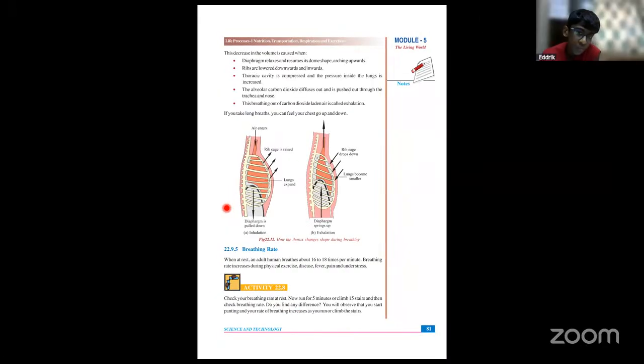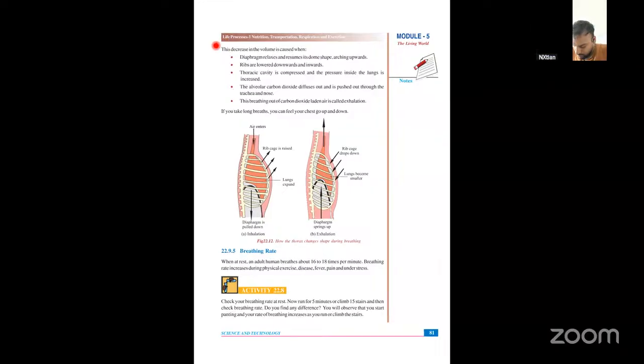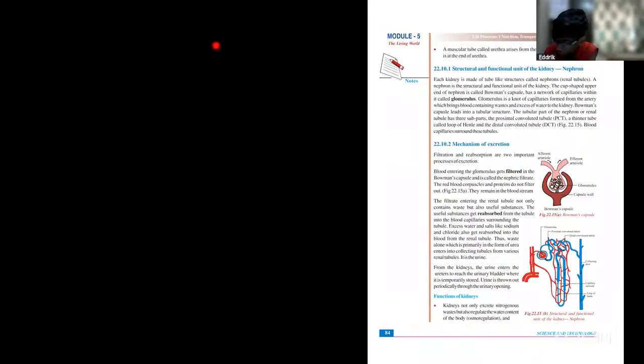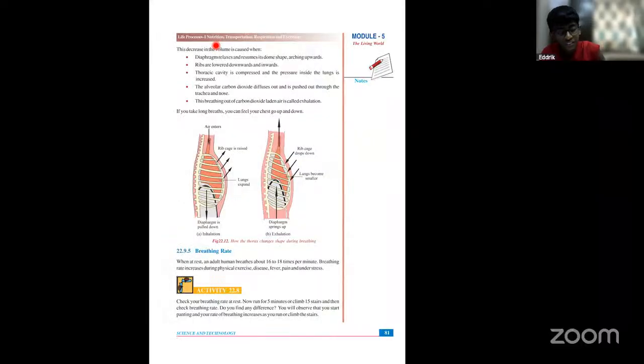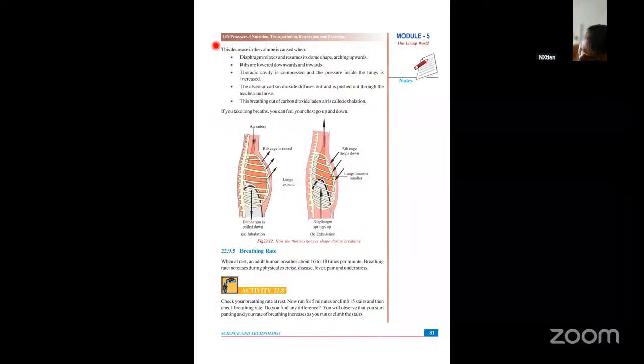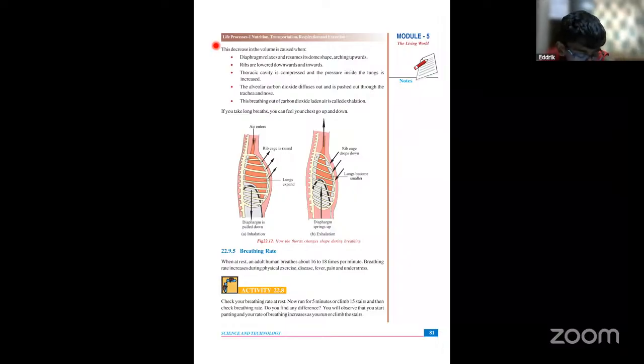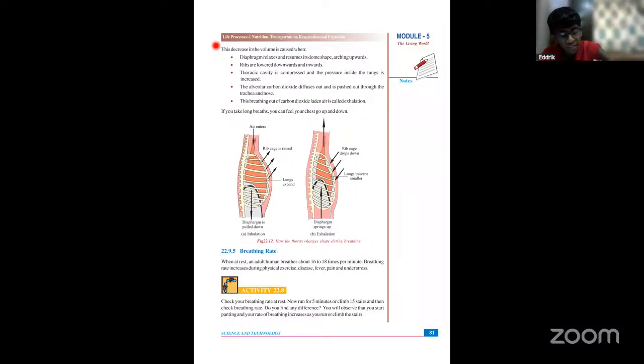Exhalation. Figure 22.12b is the result of decrease in the volume of the thoracic cavity. This decrease in volume is caused when diaphragm relaxes and resumes its dome shape, arching upwards. Ribs are lowered downwards and inwards. Thoracic cavity is compressed and pressure inside the lungs is increased. The alveolar carbon dioxide diffuses out and is pushed out to the trachea and nose. This breathing out of carbon dioxide laden air is called exhalation.